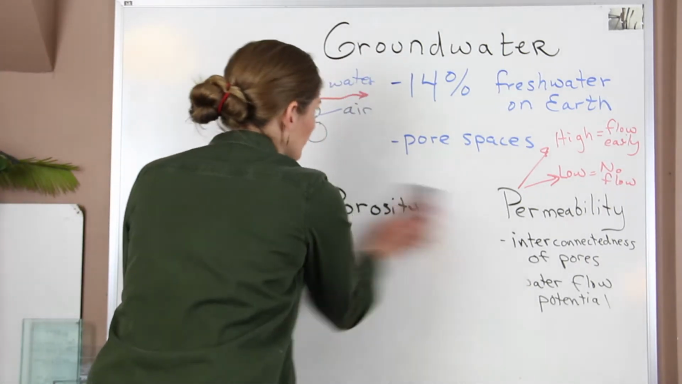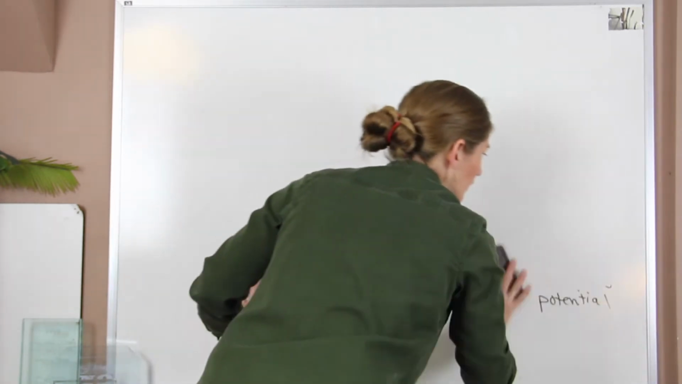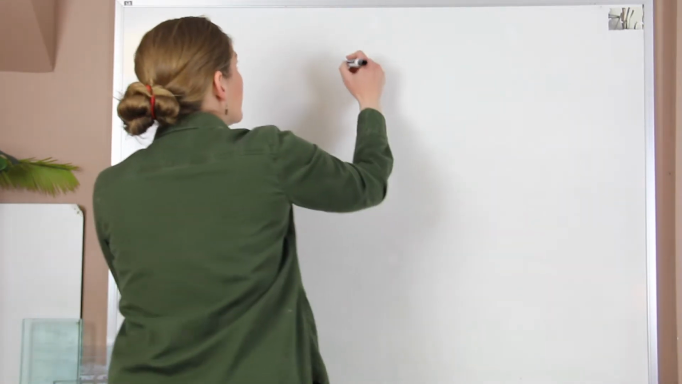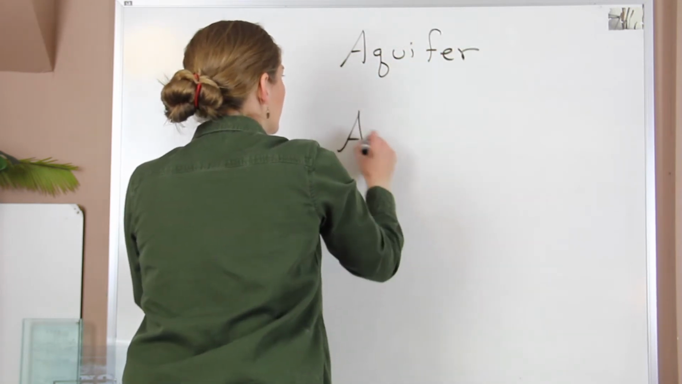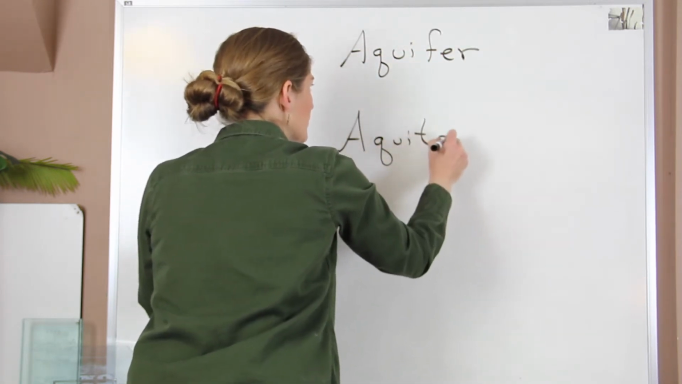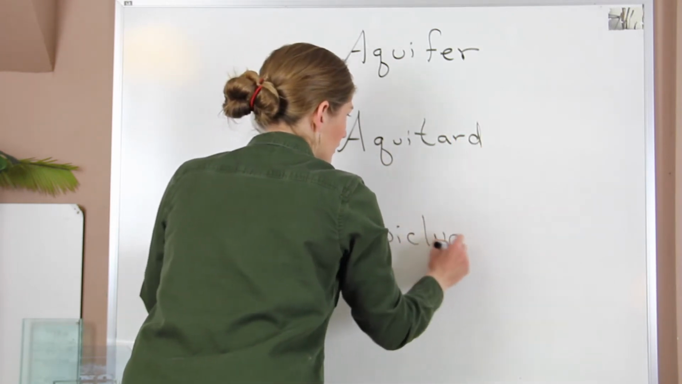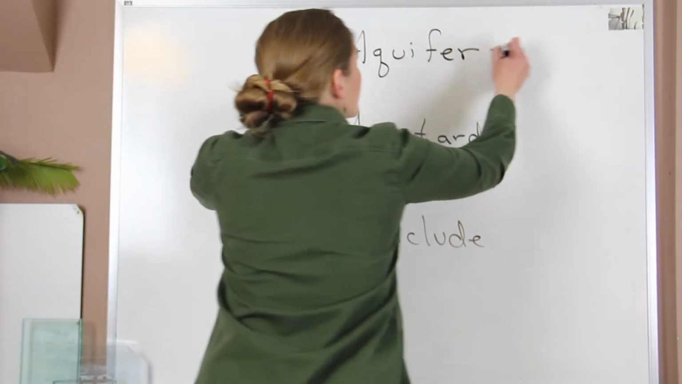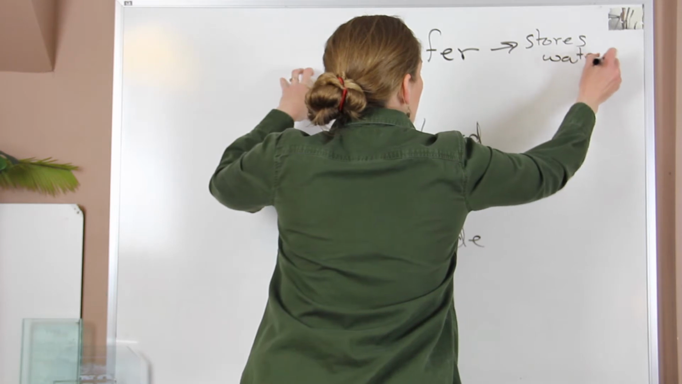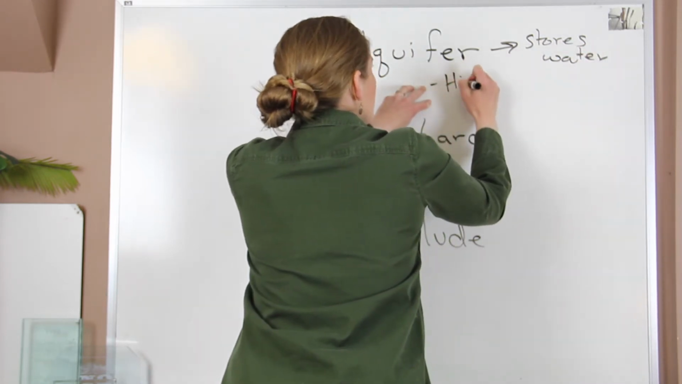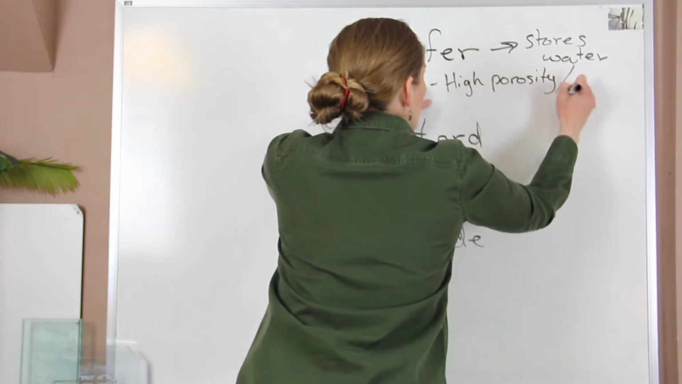And I can put them up really quickly. So that we have that, again, an aquifer, an aquitard, and an aquiclude. Okay, so an aquifer stores water, and it's going to have a high porosity and permeability.